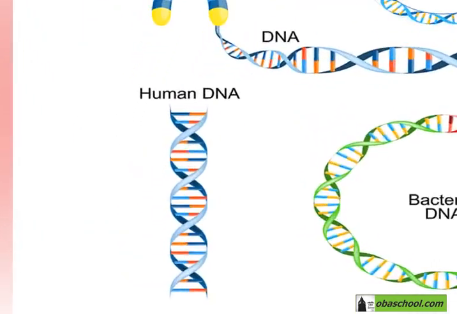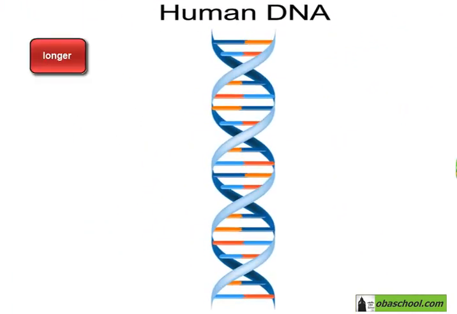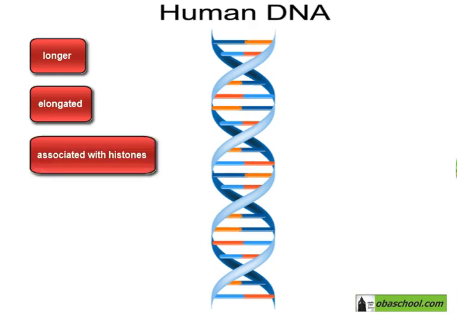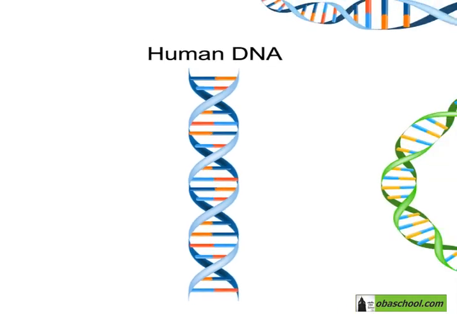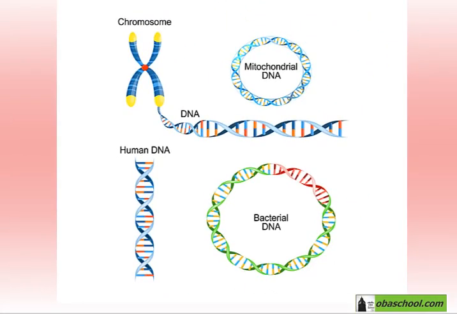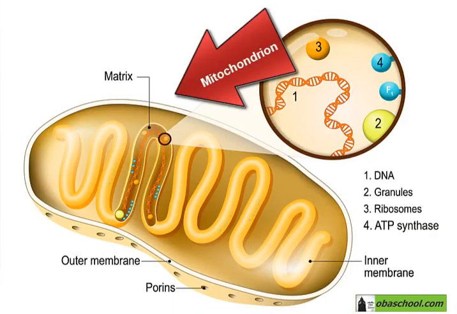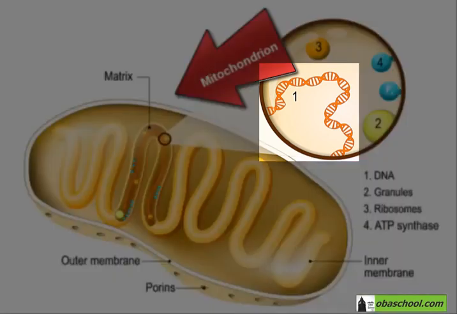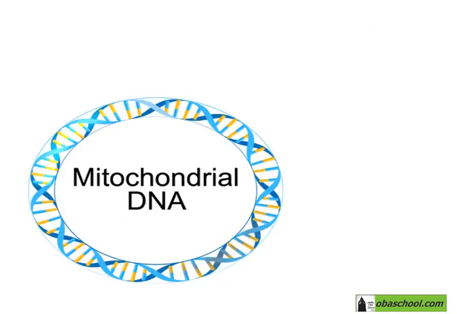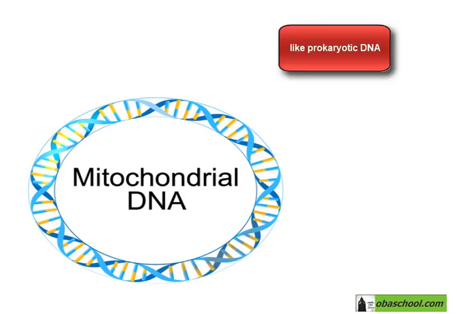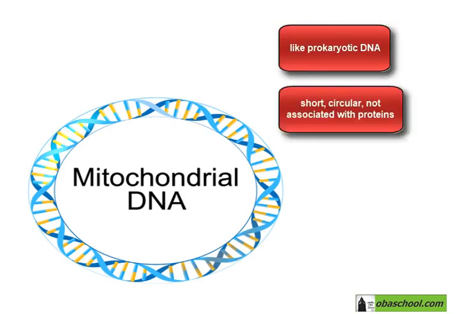In eukaryotic cells, the DNA molecules are longer, they form lines and not circles, and they are associated with proteins called histones, and this is how they form the chromosomes. In eukaryotes, since we have mitochondria and chloroplasts, which we don't have in prokaryotes, the mitochondria and chloroplasts contain their own DNA. This DNA in the mitochondria and in the chloroplasts is like the DNA of prokaryotes. It is short, circular, and not associated with proteins.